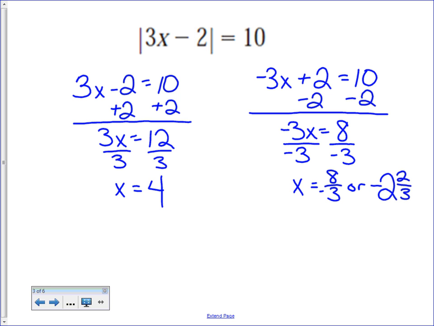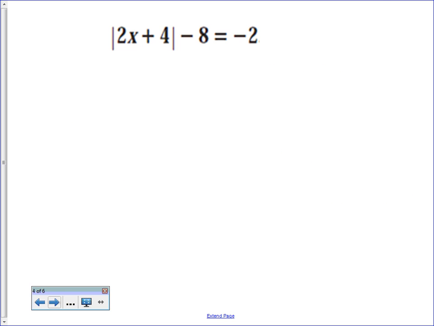Sometimes not everything is inside our absolute value bars. We have the absolute value of 2x plus 4, minus 8, equals a negative 2. We still have to solve it twice. The first time we just take out the absolute value bars. We have 2x plus 4 minus 8 equals negative 2.